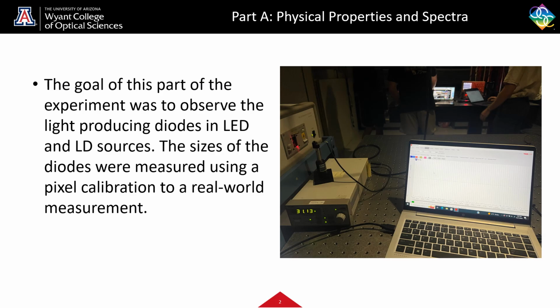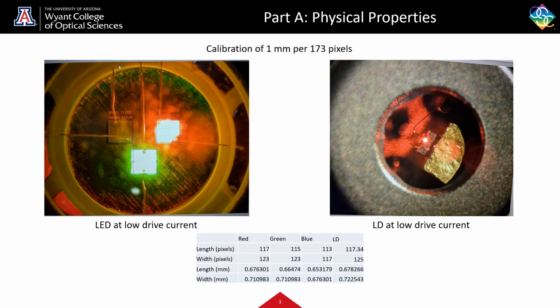The goal of this part of the experiment was to observe the light-producing diodes and LED and laser diode sources. The sizes of the diodes were measured using a pixel calibration to a real-world measurement. Here we can see the physical properties of the LED and laser diode from the images, and we have a table below with the dimensions for all LED types and the laser diode, where the width of the laser diode is the cavity length. For our calibration factor, we had 1 millimeter per 173 pixels.